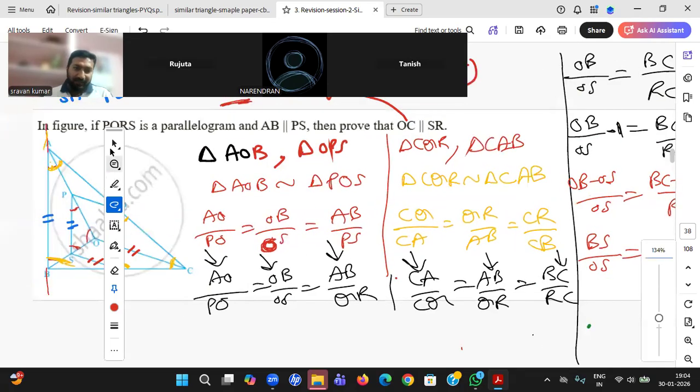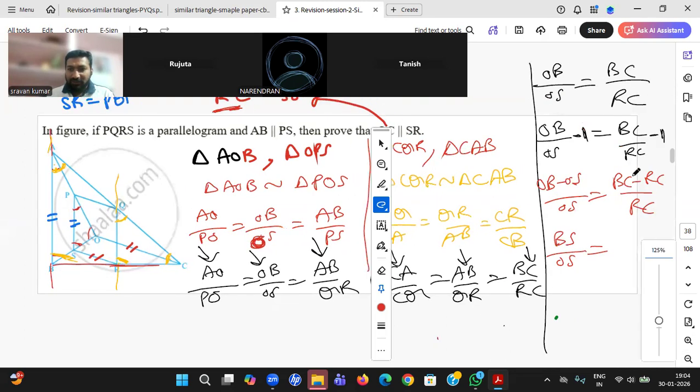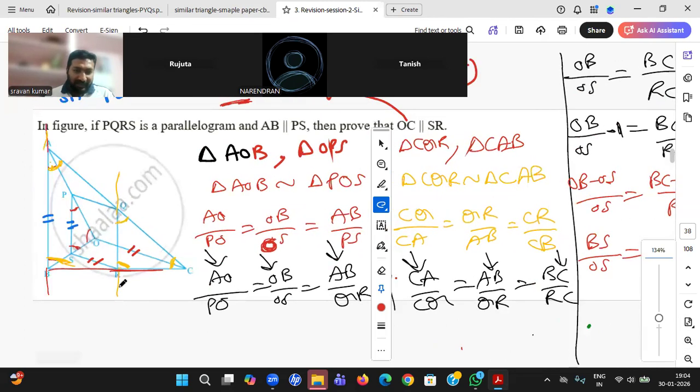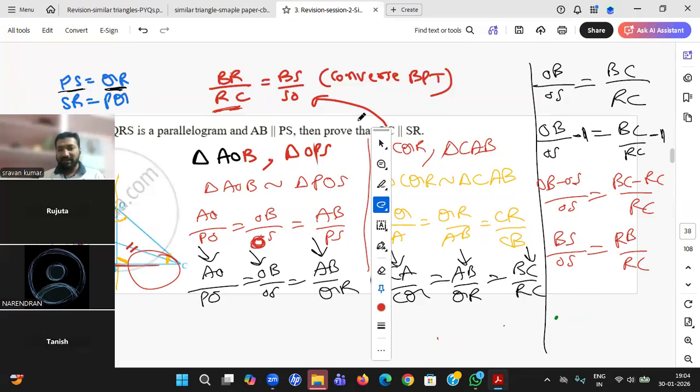Where is BC? BC is this. Minus what, students? Minus RC, right? So I'll get RB. I'll get RB by RC. Hence proved. Once I am proving this, RB by RC equals BS by OS, as per the converse of BPT, you can just say they both are parallel.